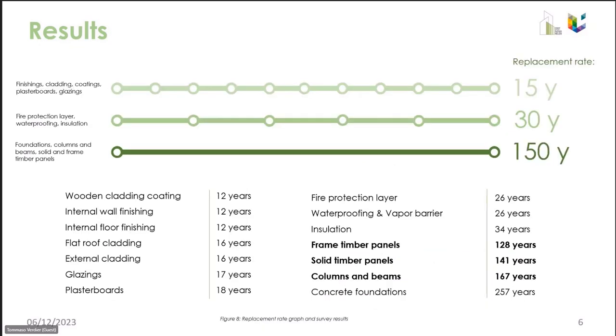Going into more detail, we can distinguish three main groups. A group with a replacement rate of about 15 years, which is mainly composed of finishing, so internal finishing, external claddings, as well as glazings. A second group with a mid service life of 30 years, composed of envelope sublayers, such as the fire protection layer, waterproofing and vapor barrier, and insulation.